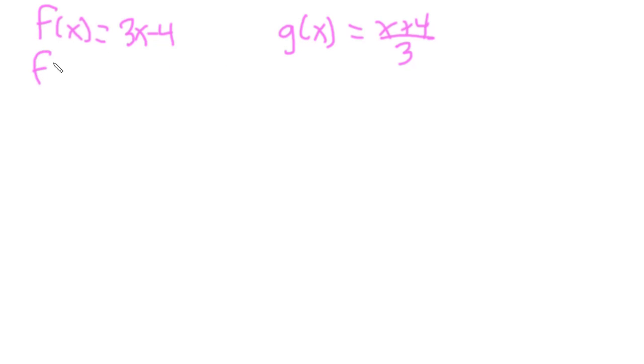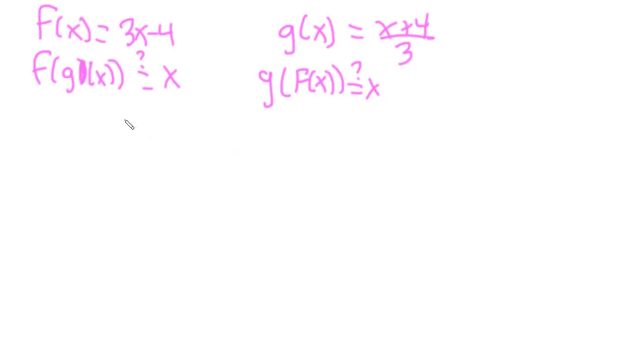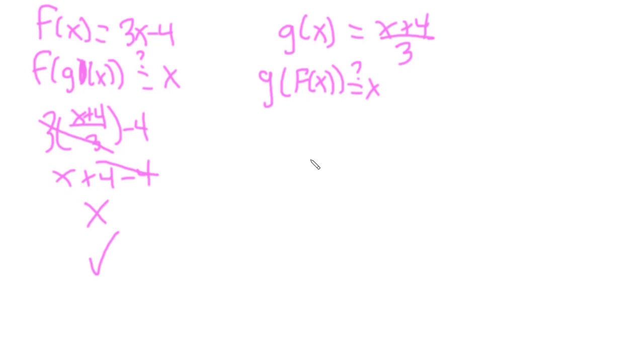So we have to show that f of g of x is equal to x. We don't know, but we hope it is. And we want to show that g of f of x is equal to x. So let's start plugging in. So that's 3 times x plus 4 over 3 minus 4. That cancels. So that's x plus 4 minus 4. That cancels. So I'm just left with x. So this one is good.